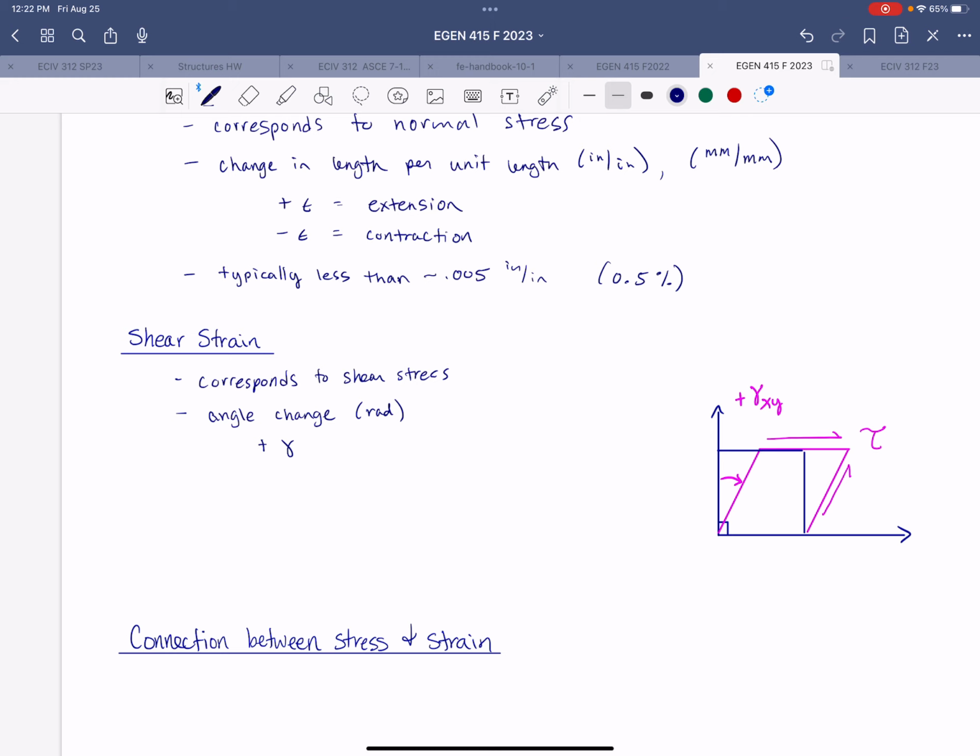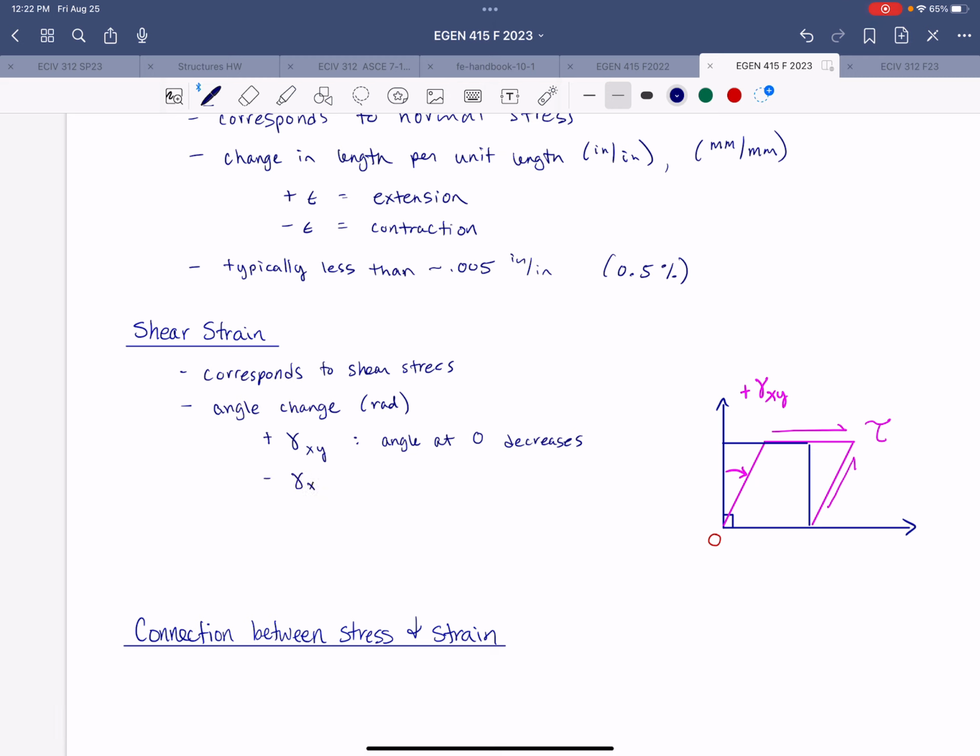So positive shear strain, for which we use the Greek letter lowercase gamma. We'll just call this point O. Positive shear strain is that the angle at a point, O, decreases as shown in this image. If we have a negative shear strain, that means the angle has increased. Once again, these values are usually very small for most materials, so a lot of times we approximate it by taking just the tangent of the angle.